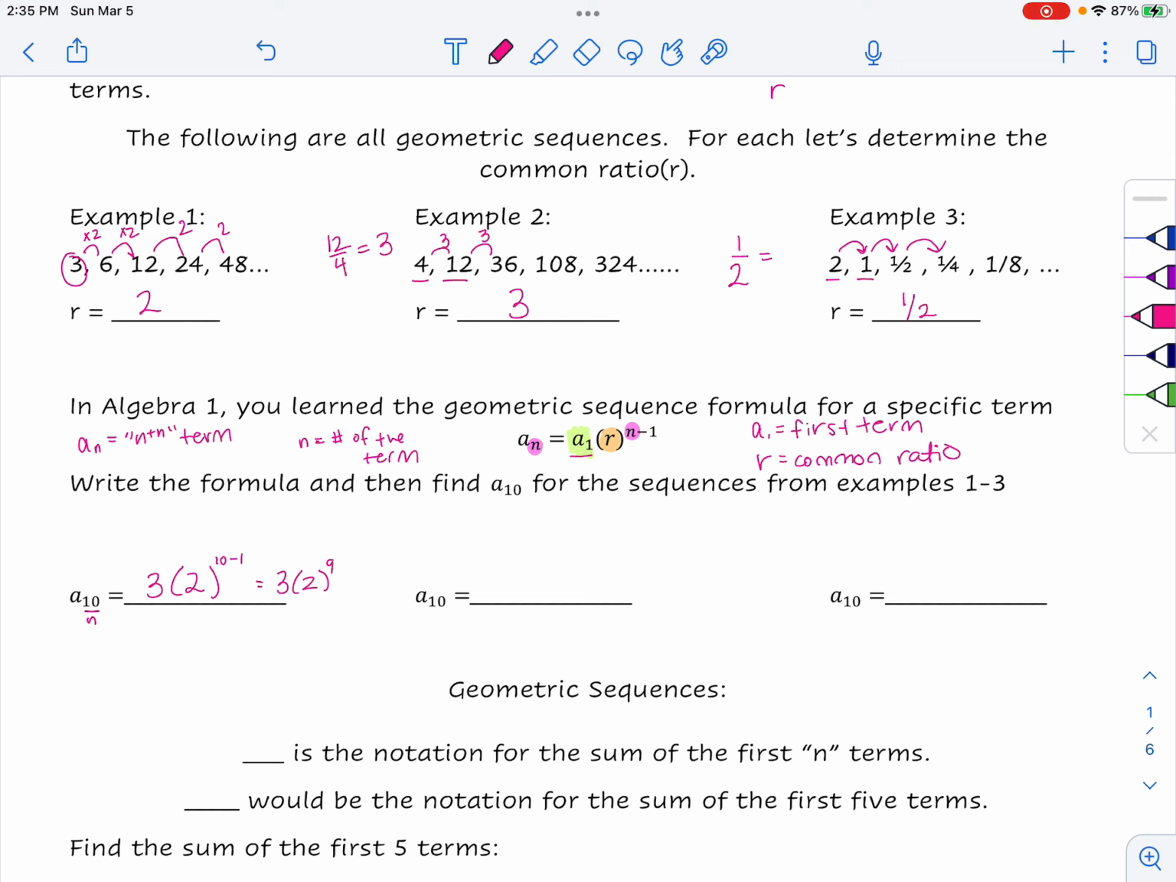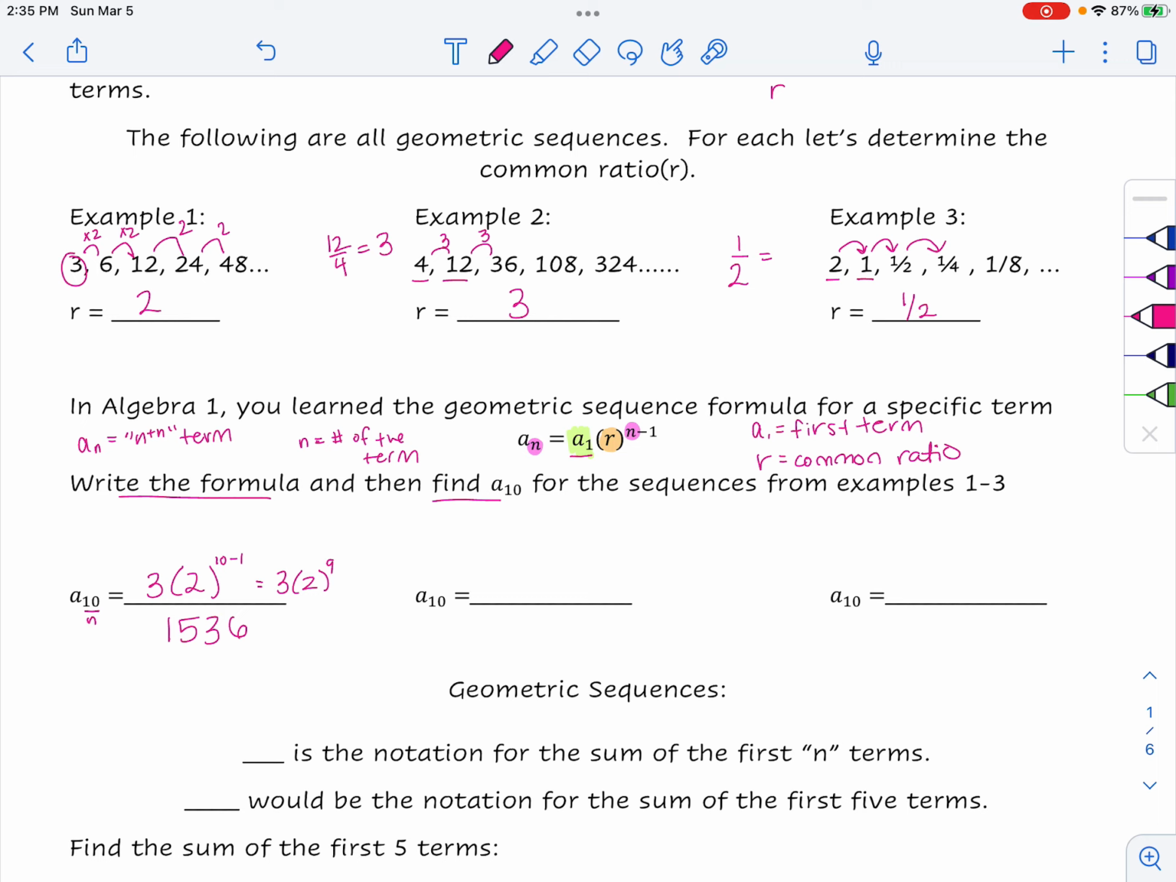Now I'm going to leave it like this because it just says to write the formula. It doesn't say to actually find... Oh, it does. It says, and then find the 10th term. All right, so now I'm going to plug it into my calculator. 3 times 2 to the 9th power. I get 1,536.